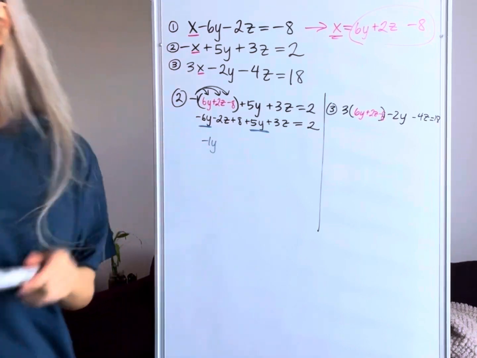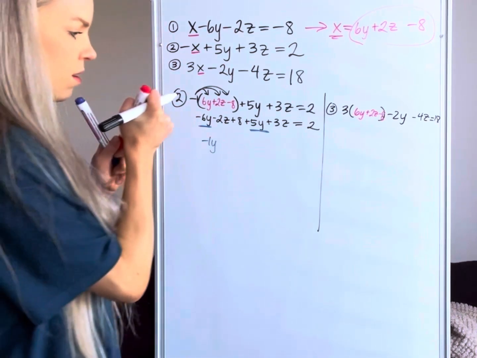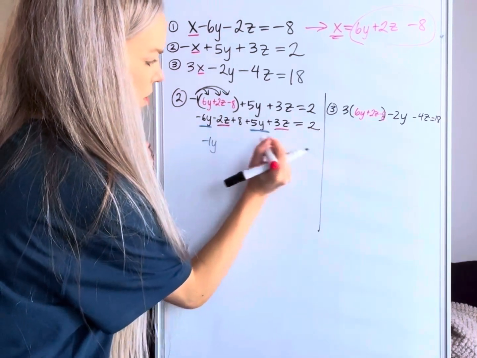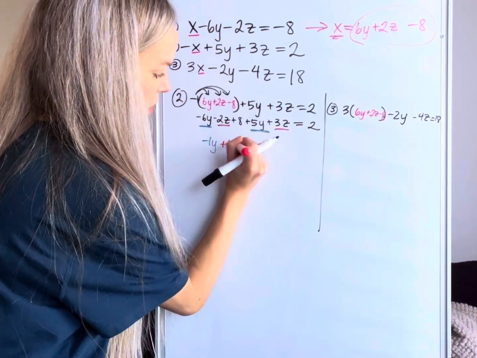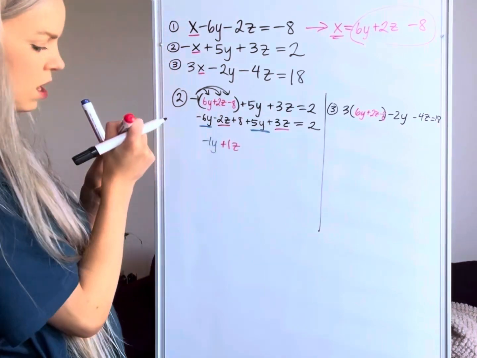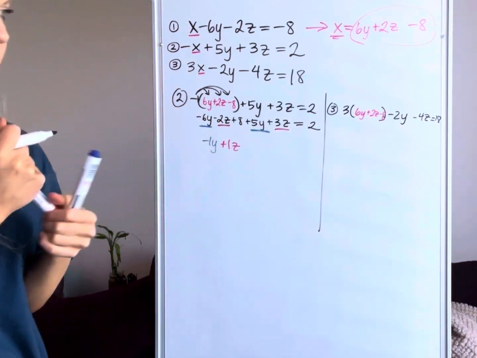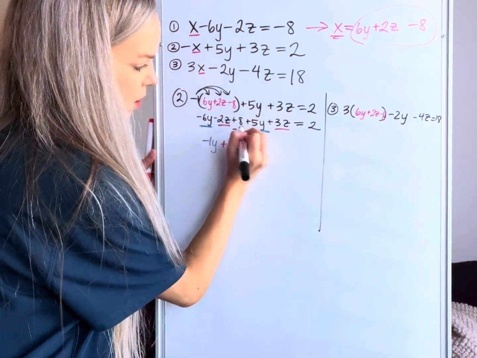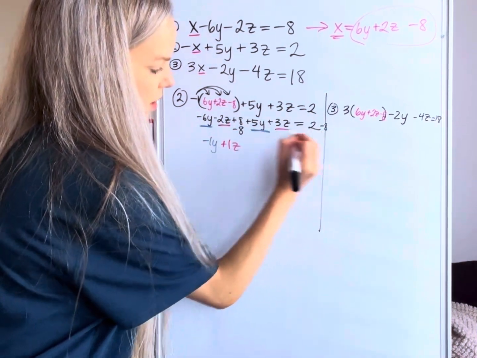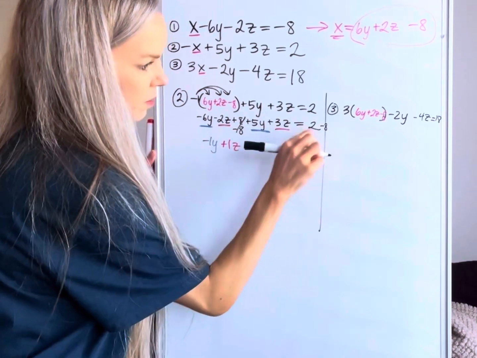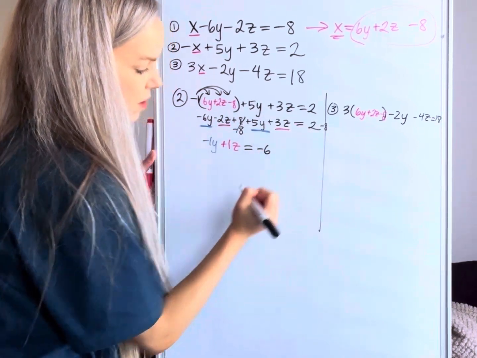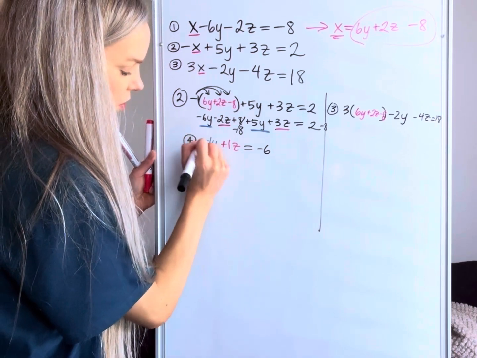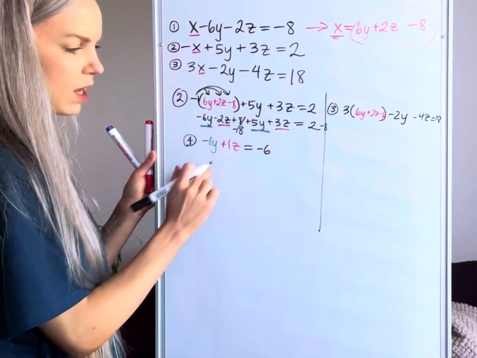Negative 2z plus 3z is positive 1z. And then I like to go ahead and move my constant to the other side. My constant is positive 8, so I'm just going to subtract 8 from the other side. And so that becomes negative 6. Okay, and so this is what I call equation 4. We're going to use that in a bit.